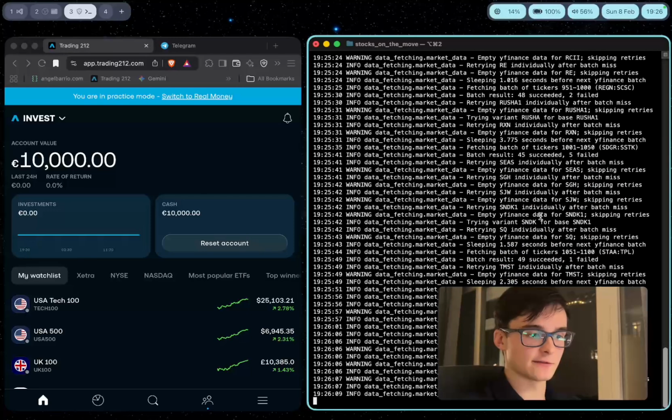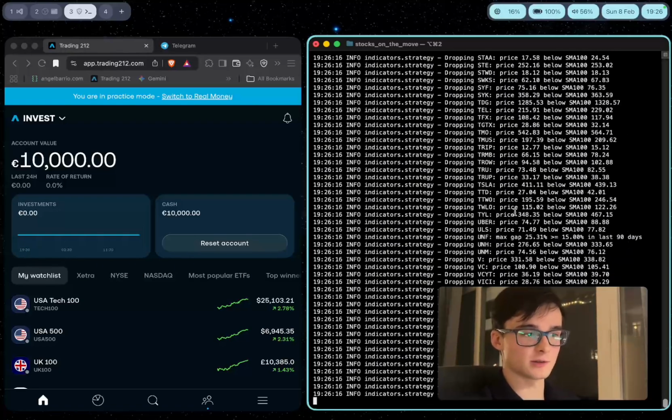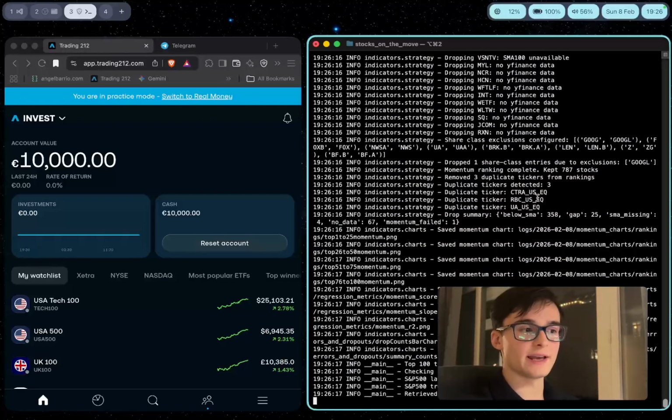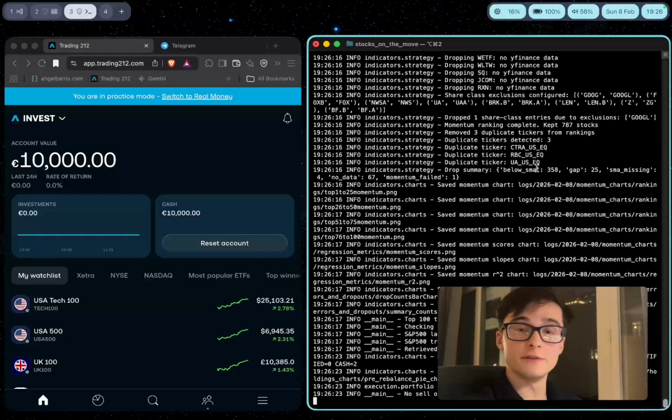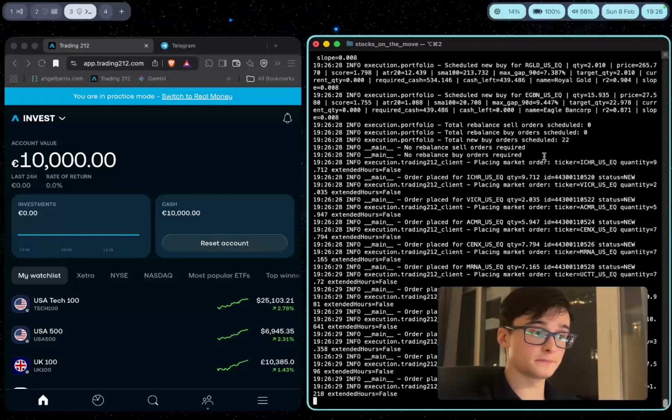So we're now running our last fetch, and we'll see that when we finish fetching all of our stocks, we're going to get a very fast trail of logs. This is because we're disqualifying all of the stocks that are under their simple moving average or that have gapped more than a certain amount in the last 90 days. Once all of these are eliminated, we compute ATR and momentum scores for the remaining stocks.